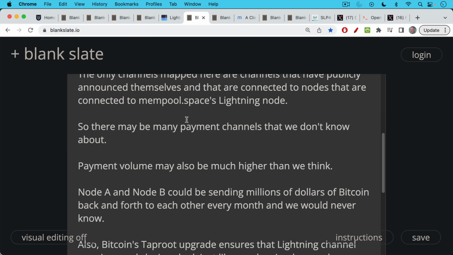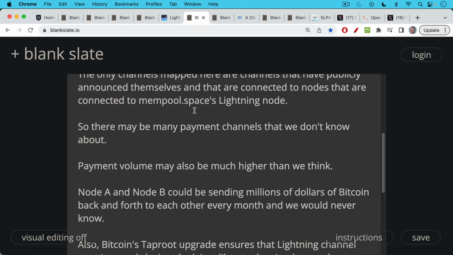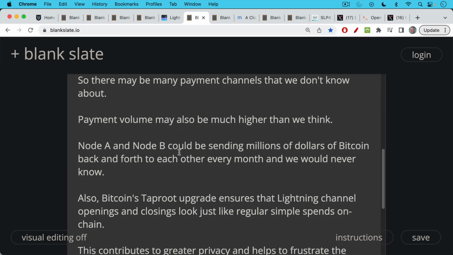In fact, Lightning Node A and Lightning Node B could be sending millions and millions of dollars of Bitcoin back and forth to each other every month, and we would never know about it. And those totals would not be included in this capacity number. This is just Bitcoin locked up in the channels. It doesn't tell you the volume of payments. So the volume of payments on the Lightning Network could, in fact, already be in the billions and billions of dollars.